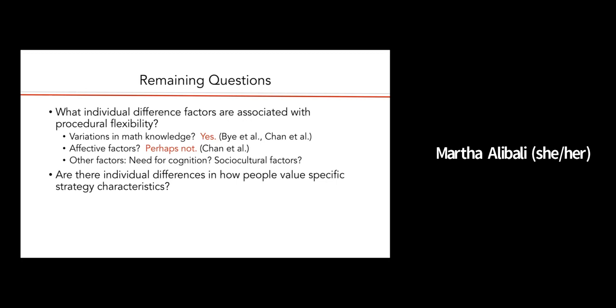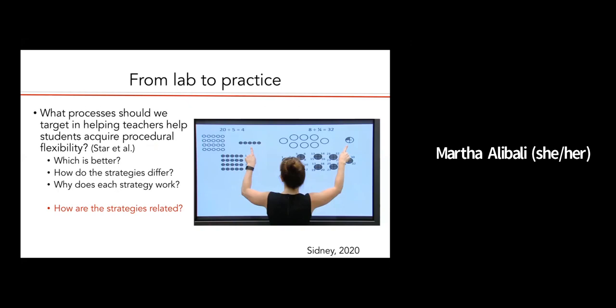There may be other factors like need for cognition or social cultural factors that may also speak to flexibility. There might also be differences in individual participants' values. What do they value about strategies? Maybe you're a person who loves shortcuts and you want to do everything the fastest way, but maybe you're a person who cares about deep understanding and you only want to use a strategy if you really get why it works. So those things might be relevant individual differences as well.